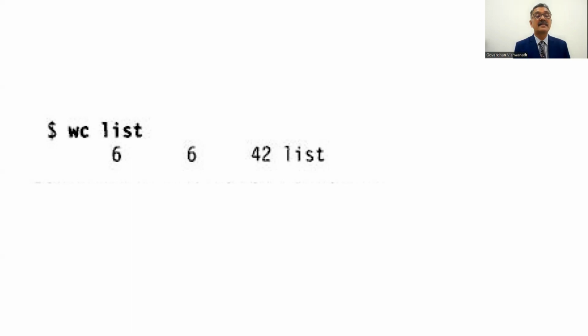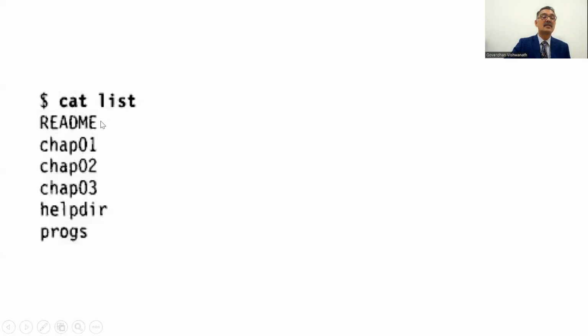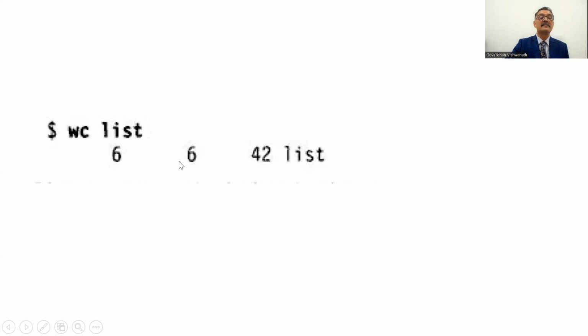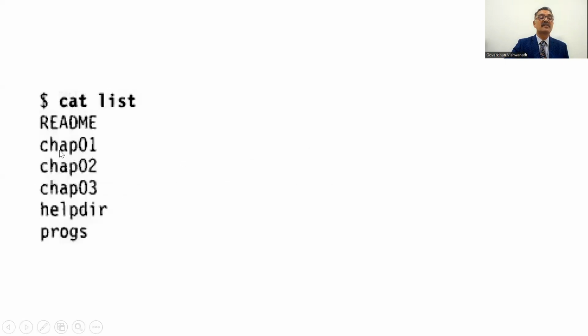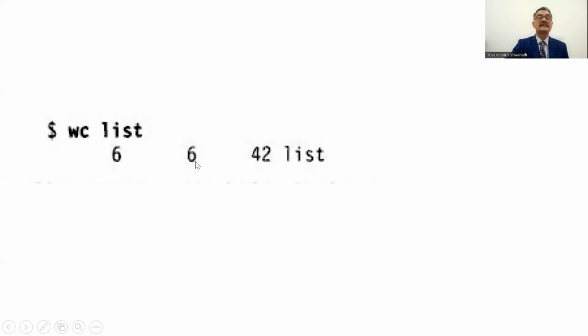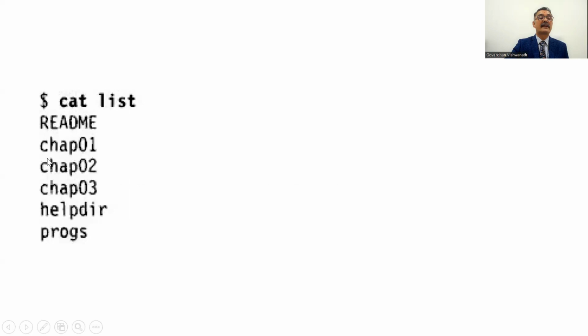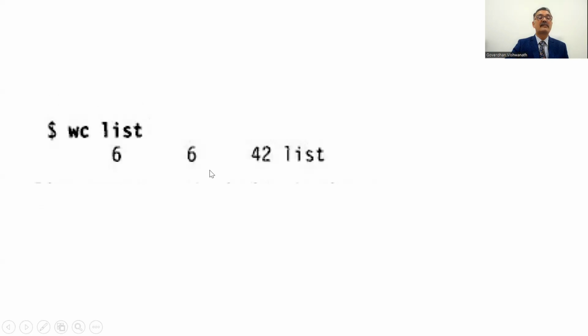You can see here there are 4 columns, no heading again. It is showing the content or word count of list. So you can see here 1, 2, 3, 4, 5, 6 lines, and there are 6 words. There is no space, so whenever a space or new line comes, it reads it as a new word. So here 6 is 6 words. Then 42 is the number of characters. You can count here 42 characters, and the file name is list.